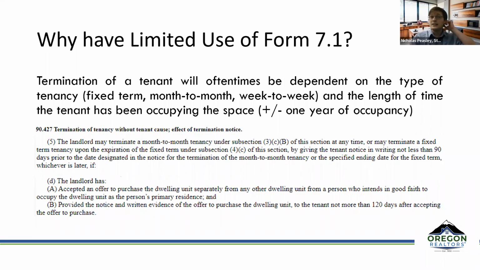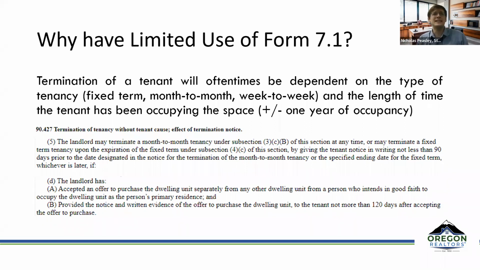So, for example, seller says, buyer, here's my house, it's got a tenant in it. And the buyer says, great, I want to buy it and I want to live in that house. Wonderful. Landlord has now accepted an offer from a third person who is intending in good faith to occupy that dwelling unit as their primary residence. At this point, as long as the seller has given the tenant notice that they received this offer within 4 months of getting that offer, you can terminate the tenant with a 90-day notice.